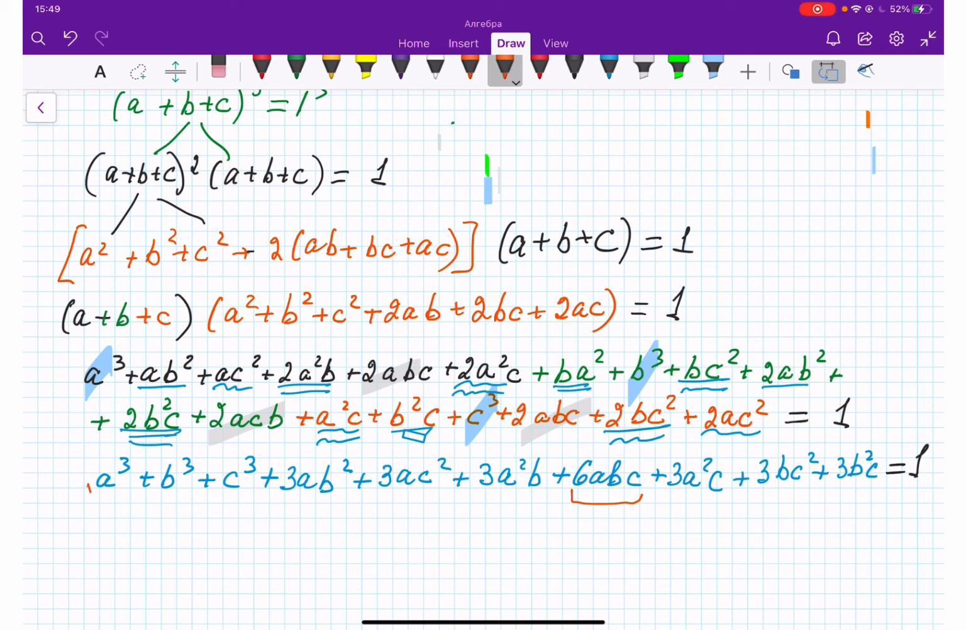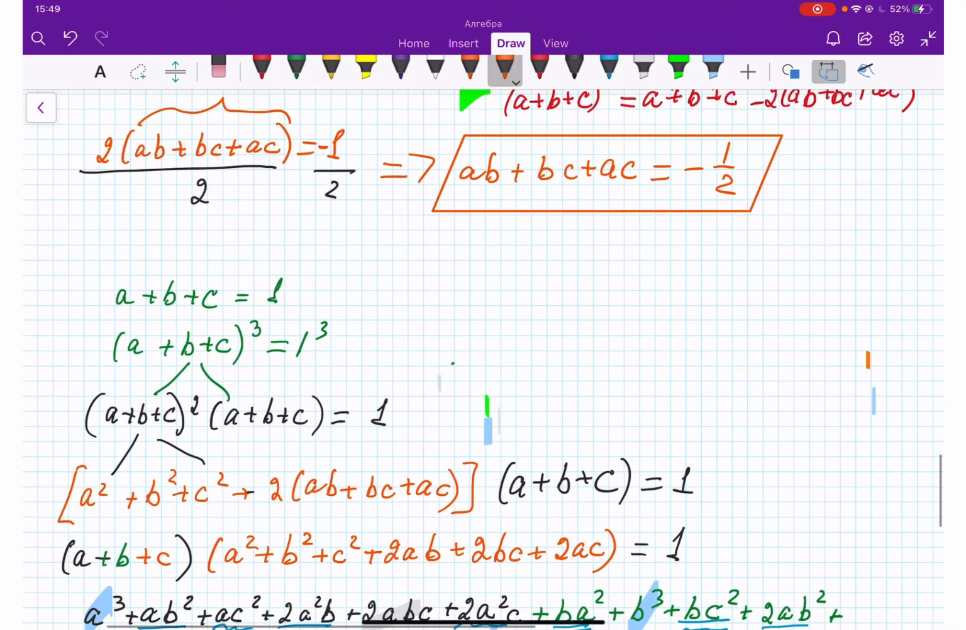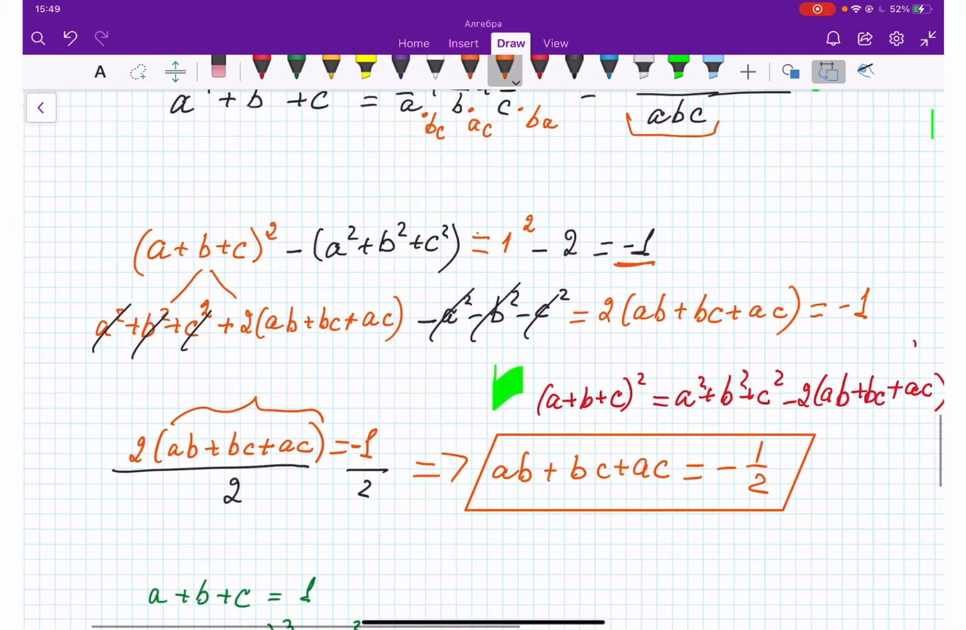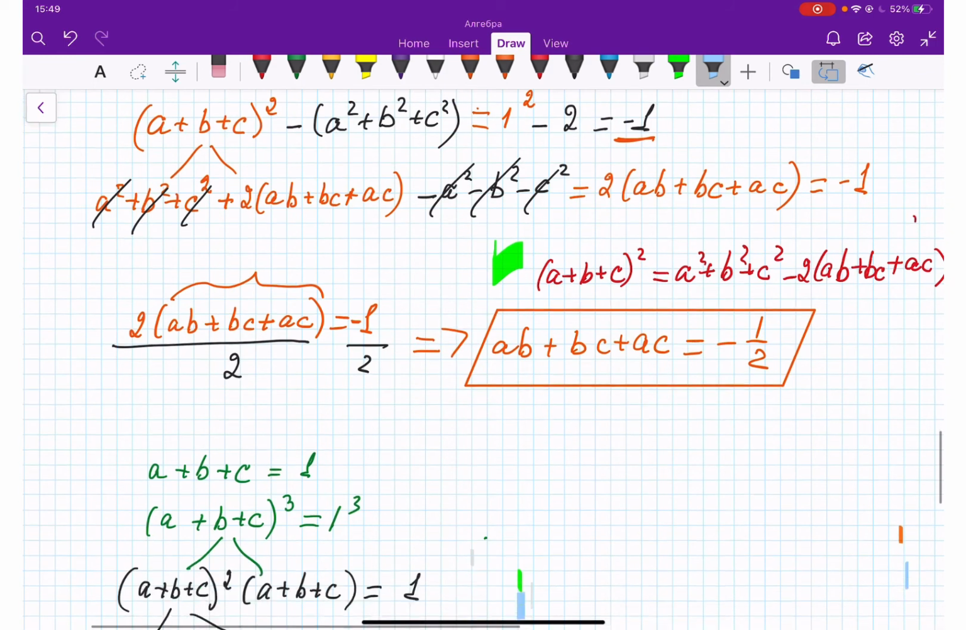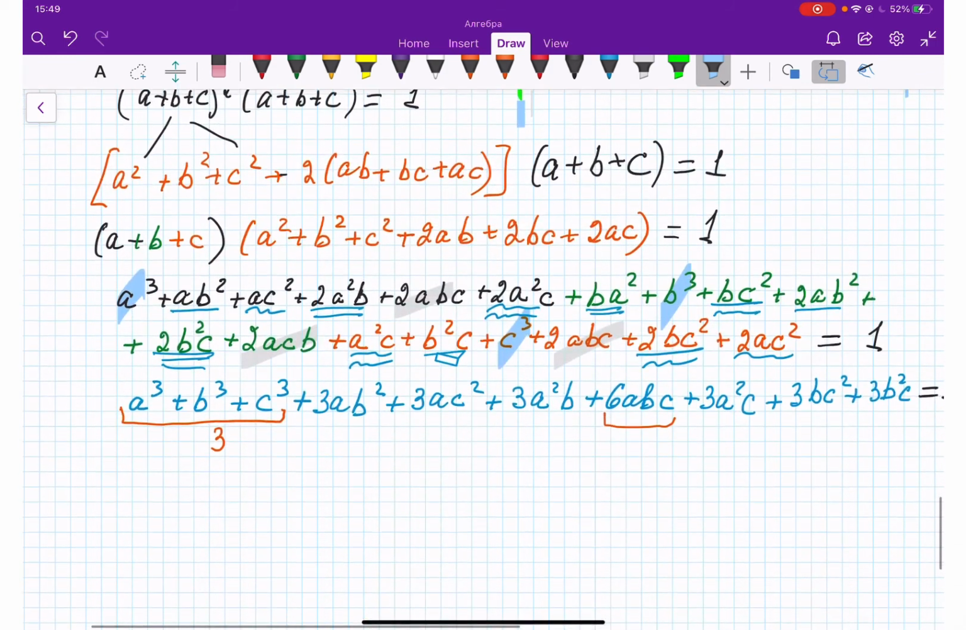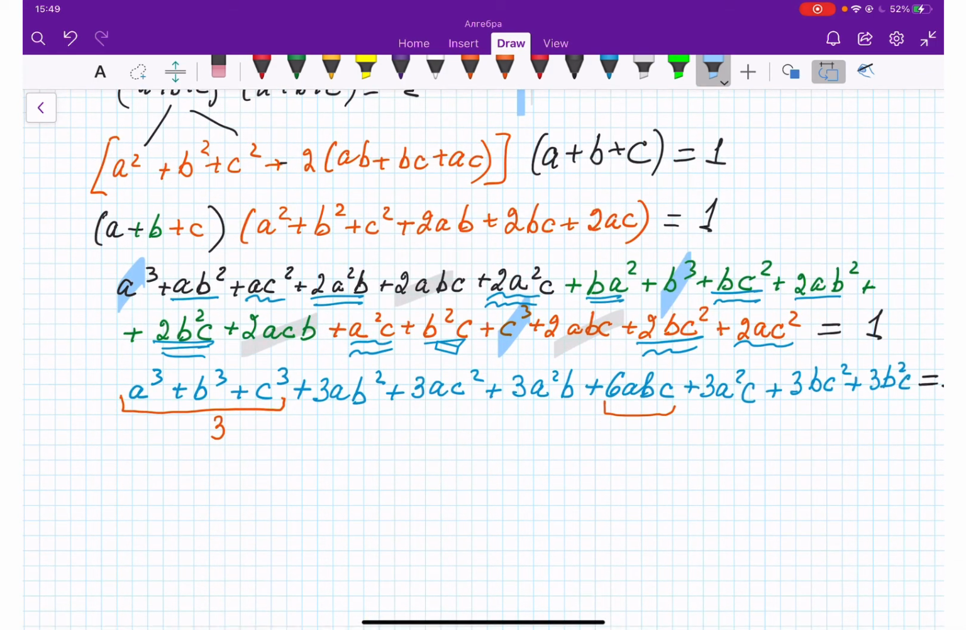A cubed plus b cubed plus c cubed is equal to 3, right? It's given from the very beginning. Let's go back and check. Here it is, right? Okay, coming back. So what else are we going to get? We'll figure it out as we solve.